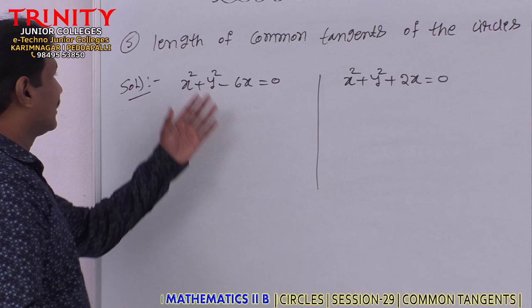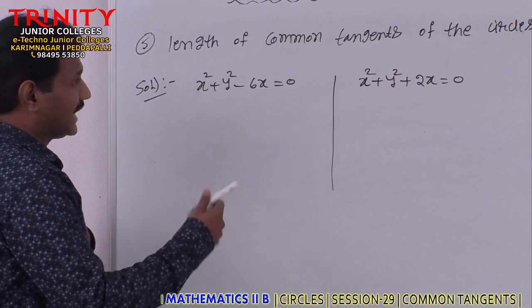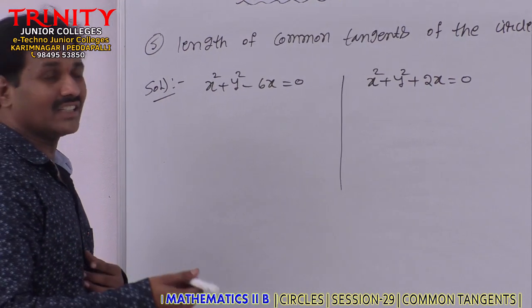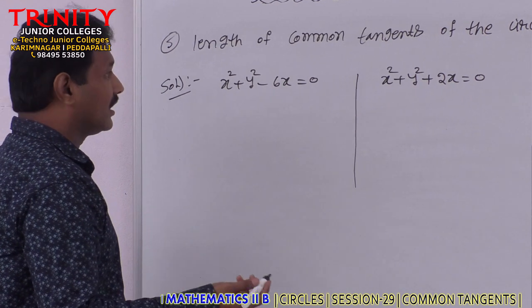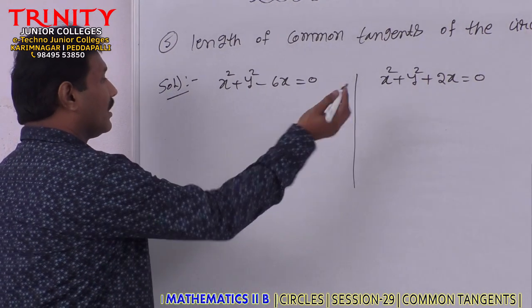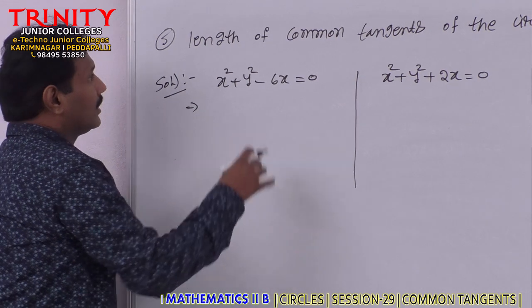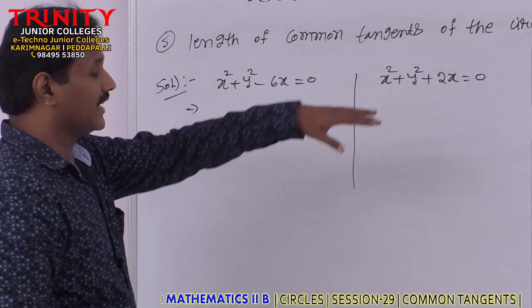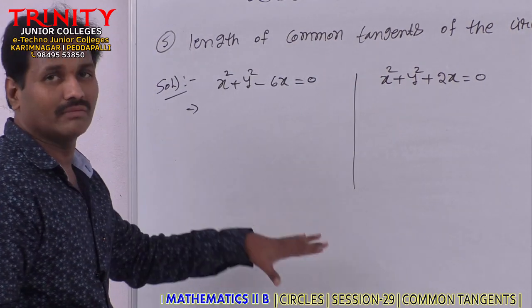The circles may touch each other externally, or touch each other internally, or intersect each other. We are asked for the length of the common tangent of the circles. First, we find the position of the circles.